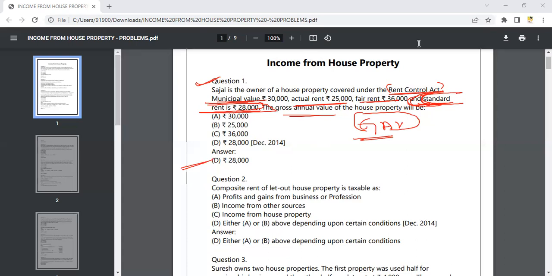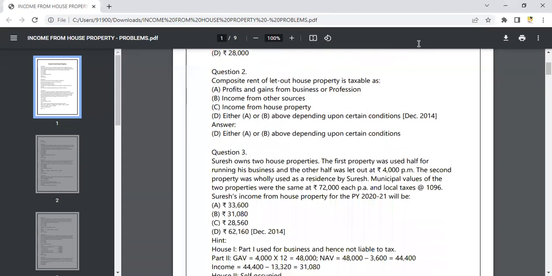So coming on to our next problem. Here is the next problem. Composite rent of a let out house property is taxable as composite rent of let out property. So let out property means you have let out your property for another use. What is the meaning of composite rent?